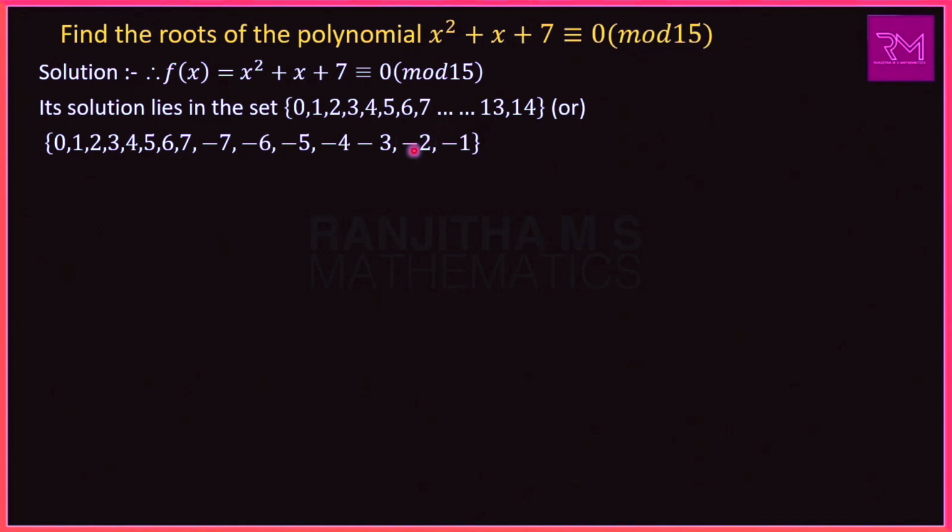In the place of 8 we can substitute minus 7. In the place of 9 we can substitute minus 6, up to minus 1. This is because 8 is congruent to minus 7 under mod 15, because 15 divides 8 minus of minus 7. Here 8 minus of minus 7 is plus 7. 8 plus 7 is 15. Obviously 15 divides 15, which is satisfied. So in the place of 8 we can substitute minus 7.